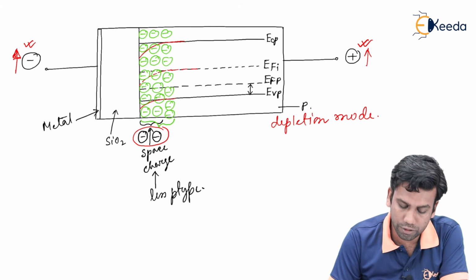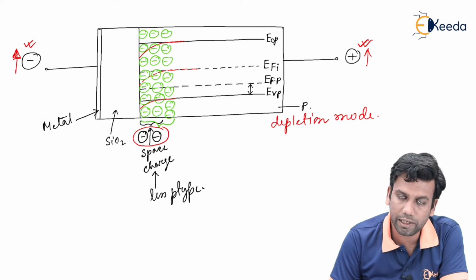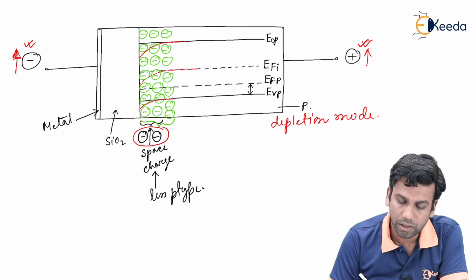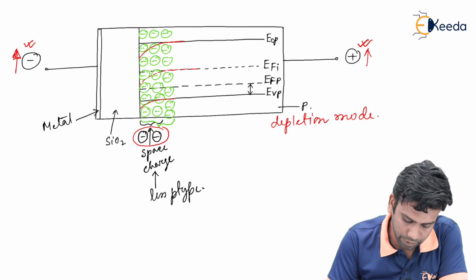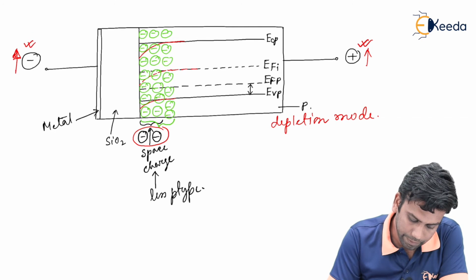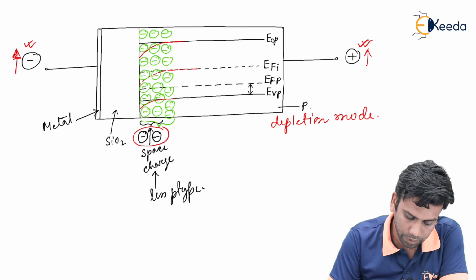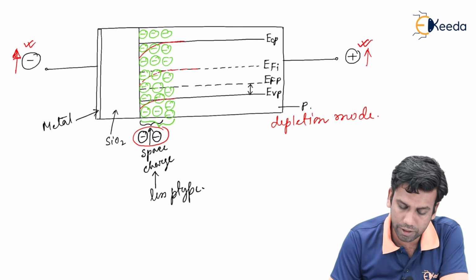That means we can also say that the interface is now very less p type, and it may be converted to the n type also, because if the Fermi level of the intrinsic semiconductor comes more down, then it can be converted to the n type also. So let us see what will be the band diagram in this condition.